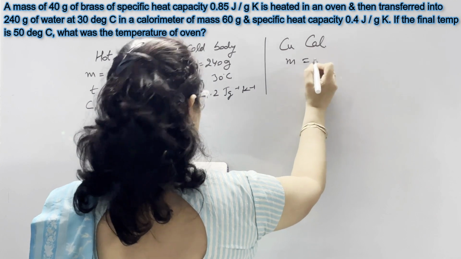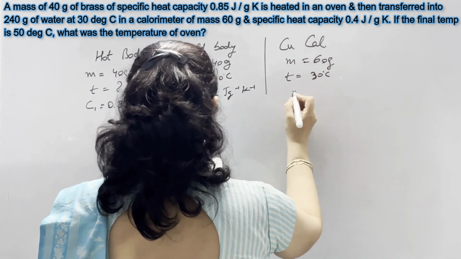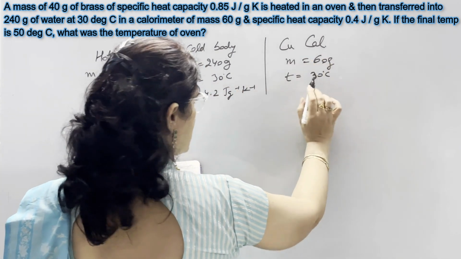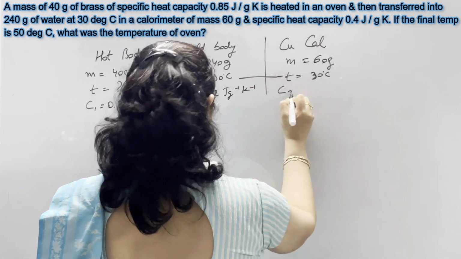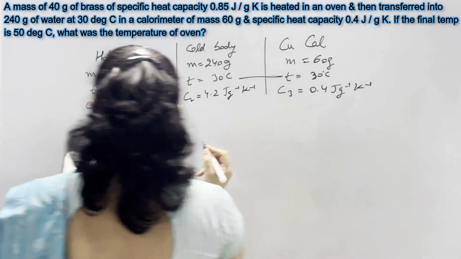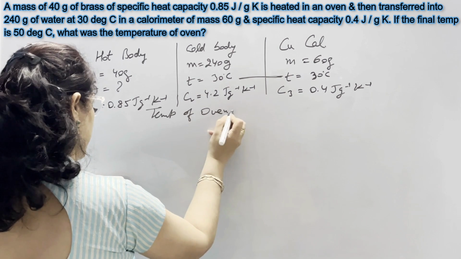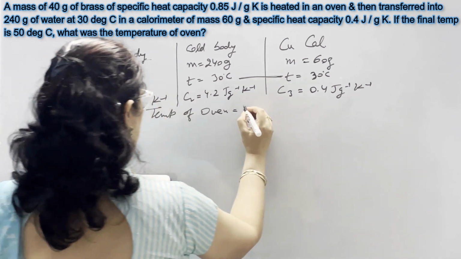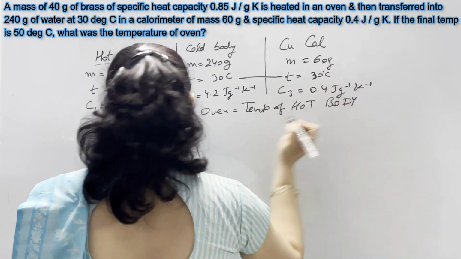And for copper calorimeter, mass is given as 60 gram, and the temperature is the same as the cold body. Temperature of the copper calorimeter is not given, but we are taking it equal to the temperature of the cold body. Specific heat capacity of this is 0.4 joule per gram per Kelvin. Now the temperature of the oven we need to calculate. So we are taking the temperature of oven equal to the temperature of the hot body. This we need to calculate.